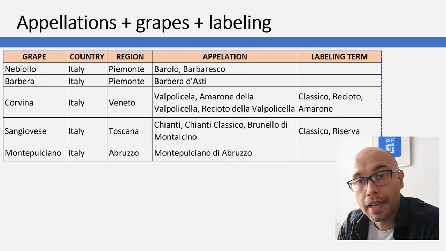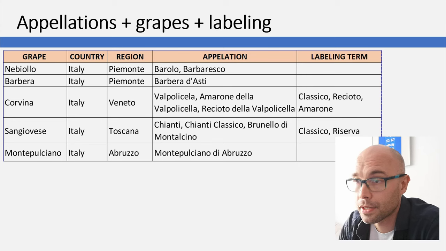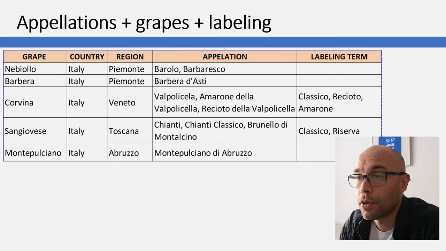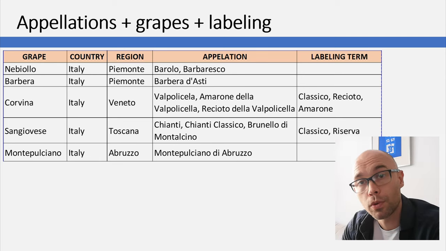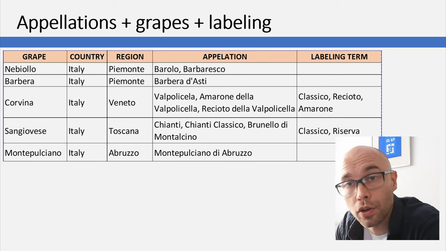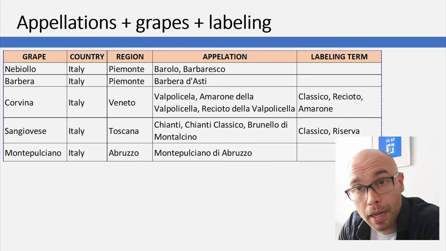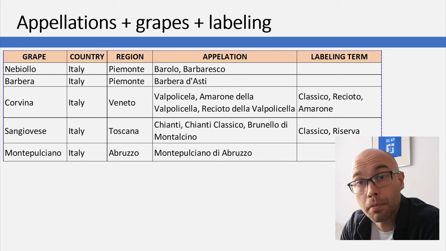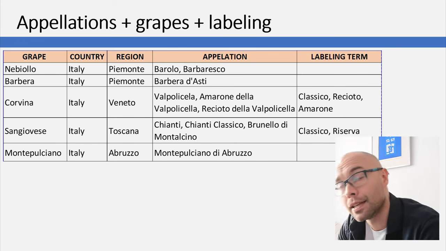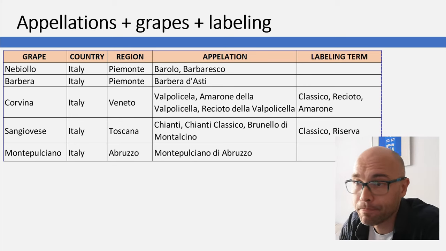There are five Italian grape varieties that you need to remember, and each of them has its own specific regions and appellations that they're connected with. Nebbiolo and Barbera are connected with the region of Piemonte, which is the northwest corner of Italy. Two villages that you need to remember for Nebbiolo grape are Barolo and Barbaresco. And then for Barbera, you need to remember appellation of Barbera d'Asti. It means Barbera grape from the town of Asti.